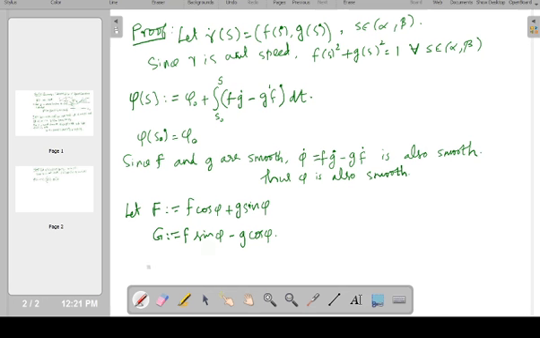Alright, let us compute F dot. What is F dot? It is small f dot cos phi minus f sin phi into phi dot plus g dot sin phi plus g cos phi into phi dot. Sorry, it's not phi naught, it is phi dot.